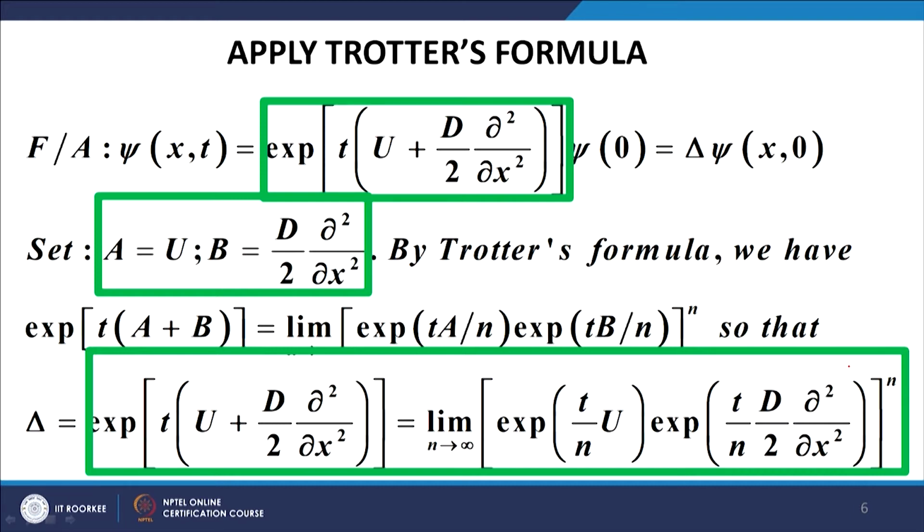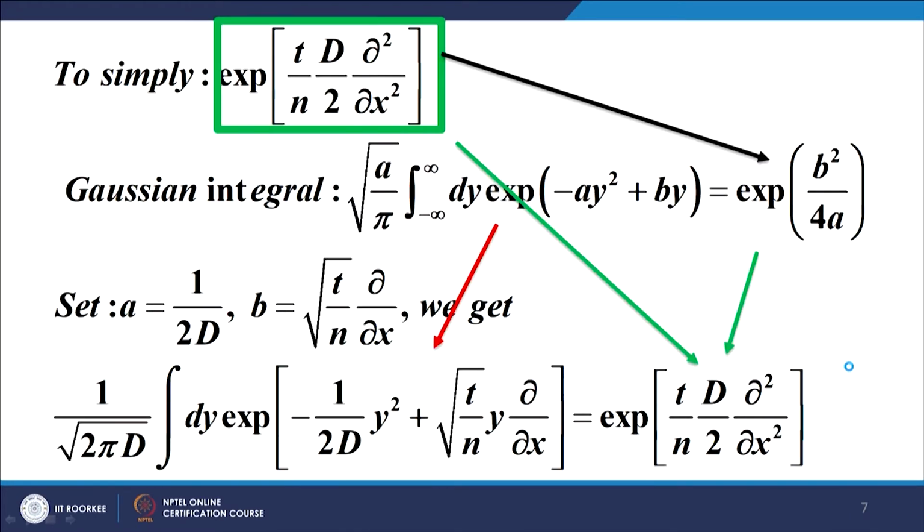Then we took up the second expression, that is exponential t upon n D by 2 del square upon del x square, and we manipulated it a bit. How did we manipulate it? Well, that is very interesting. We invoked the Gaussian integral. The Gaussian integral in the form of integral minus infinity to infinity exponential minus a y square plus b y, which can be integrated by completing the square, and we end up with the expression on the right hand side.